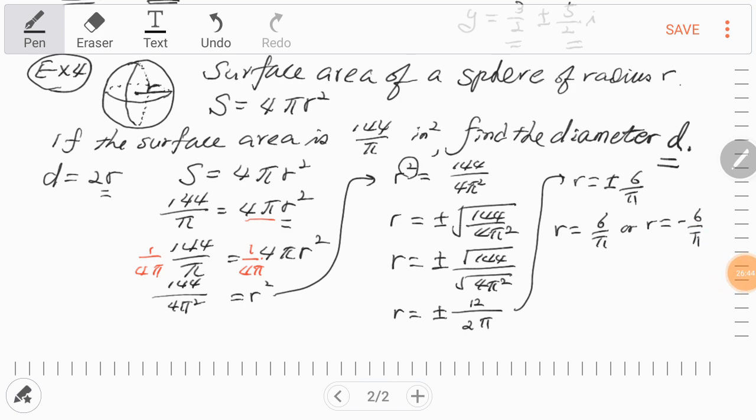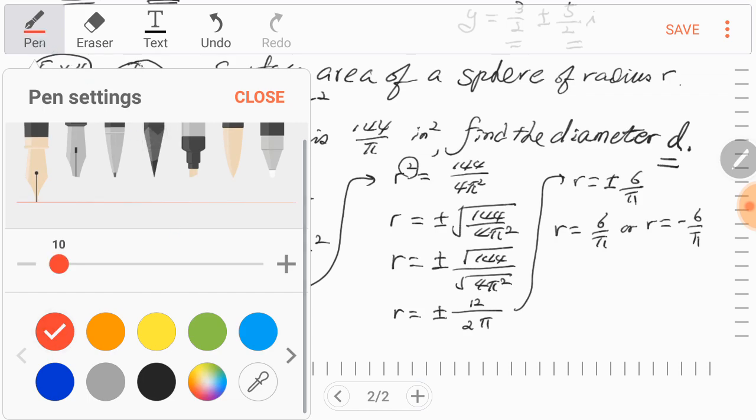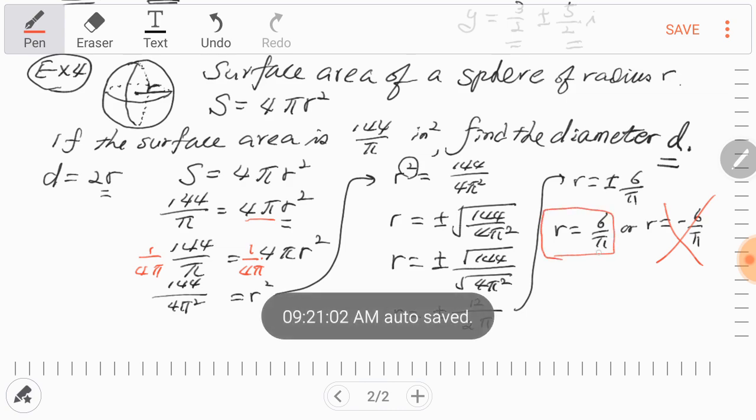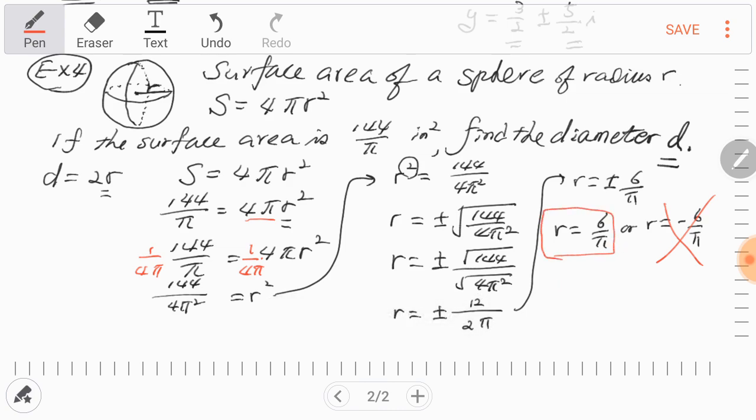Okay. And in this case, the radius is a distance. Usually the distance is always positive. So we will eliminate this negative value because distance cannot be negative. So the radius is 6 over pi. So the diameter is what? 2 times r. So that is equal to 2 times 6 over pi. That's the diameter. So finally, diameter equals 12 over pi inch. Okay, so this is the answer.